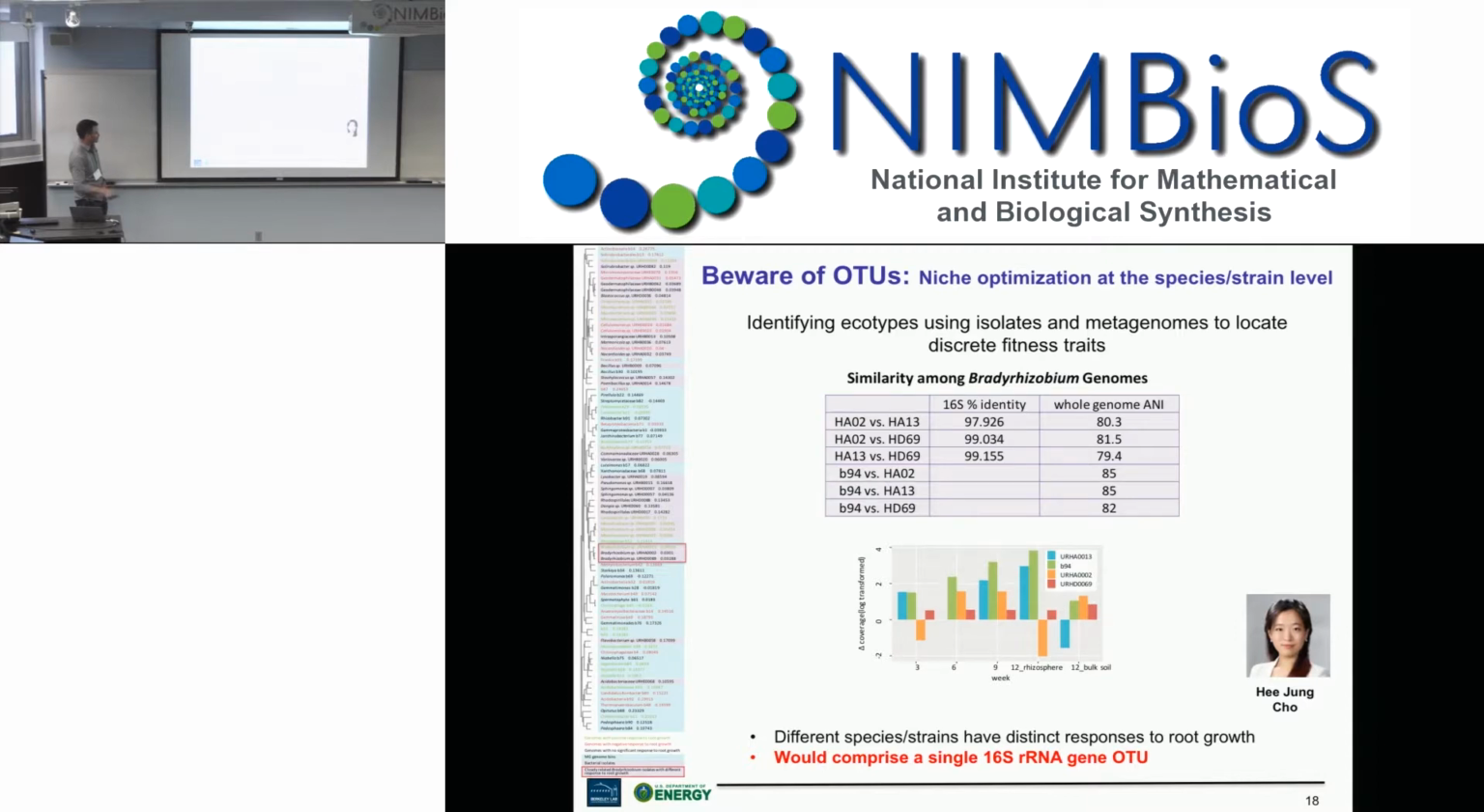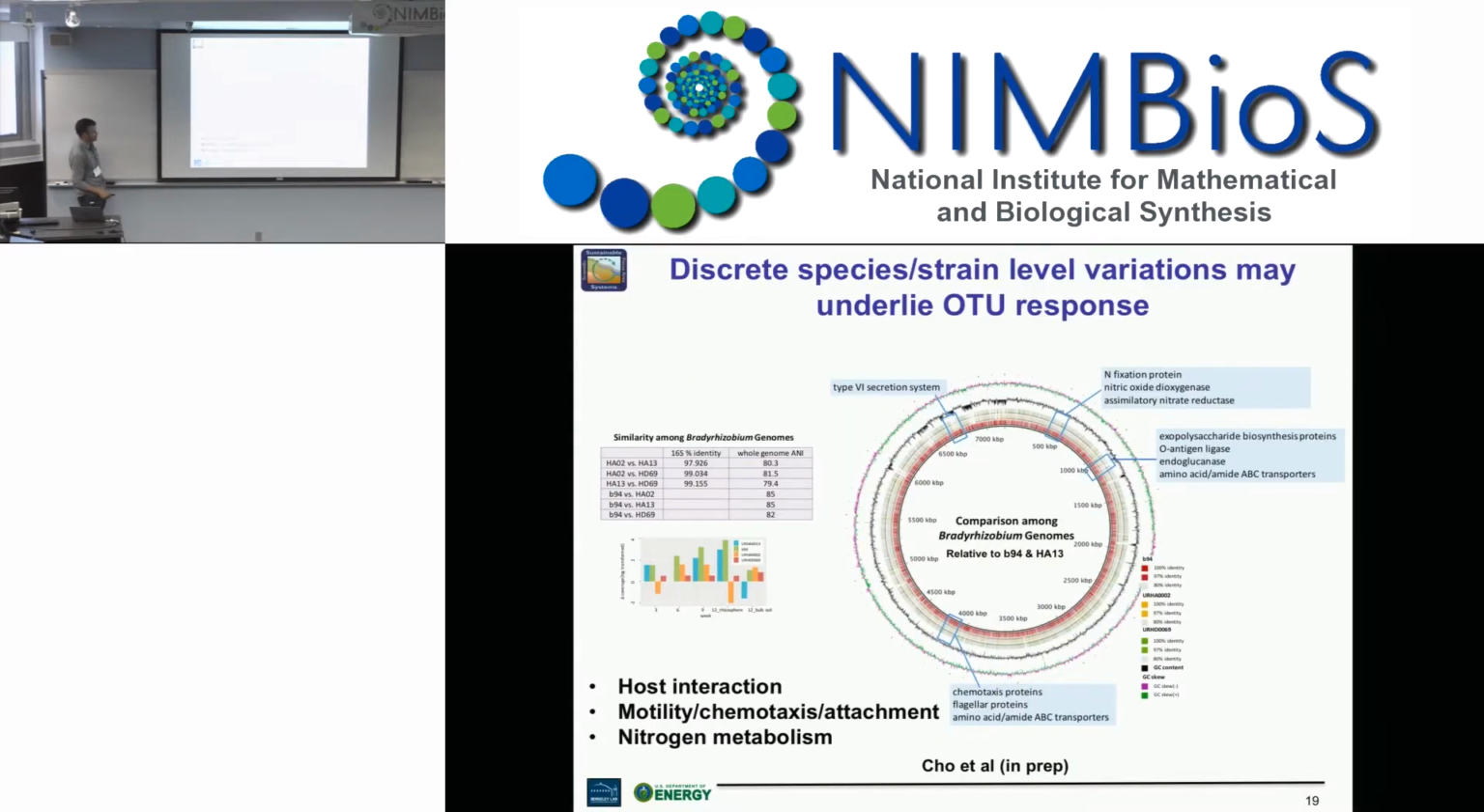Okay, they have different responses to root growth. And then you can look into this, and we can do comparative genomics and see what those differences are. And it turns out those differences are things like interacting with the host, type 6 secretion system, motility, chemotaxis, attachment, nitrogen metabolism. So things that would be beneficial in the rhizosphere allow 2 of these particular strains to be more abundant than the other strains and to respond to the root. So it affects their abundance and it affects their ability to respond to the root.